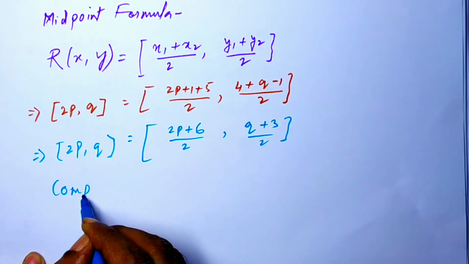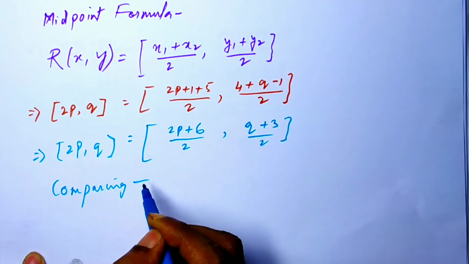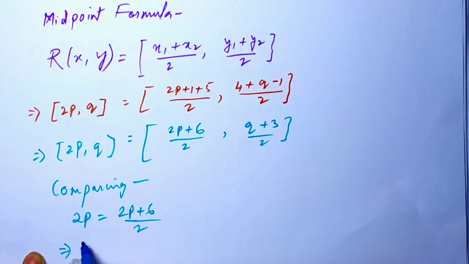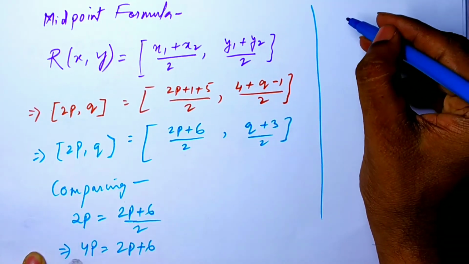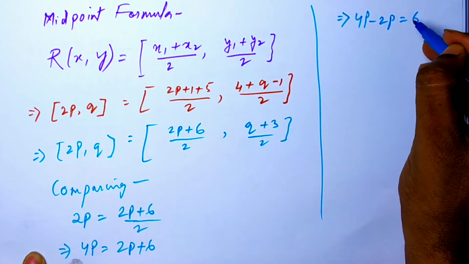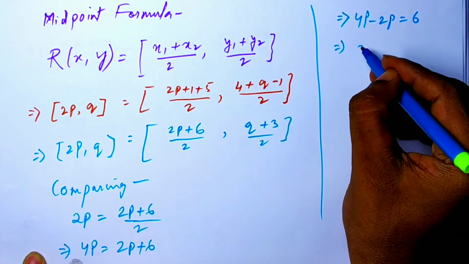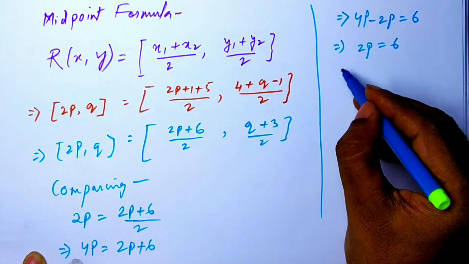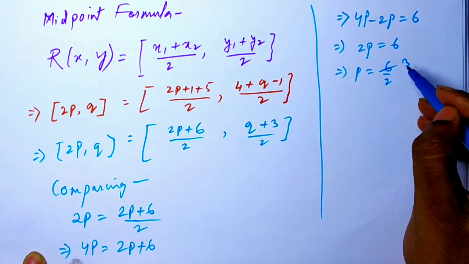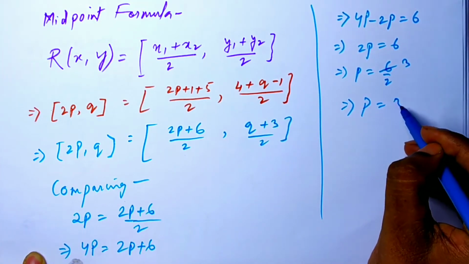So here comparing, we have 2p equal to (2p + 6) by 2. So this is 4p equal to 2p + 6. So we are going to do it here. We have 4p - 2p equal to 6. 2p equal to 6. So p equal to 6 by 2. So we can divide it. 2 3s are 6. So p we got 3.